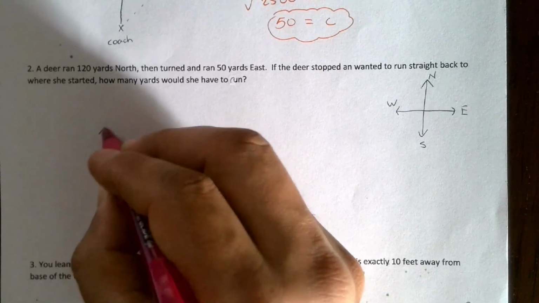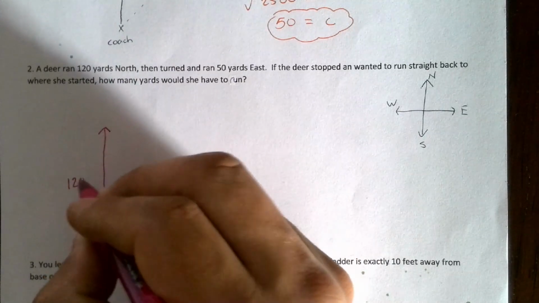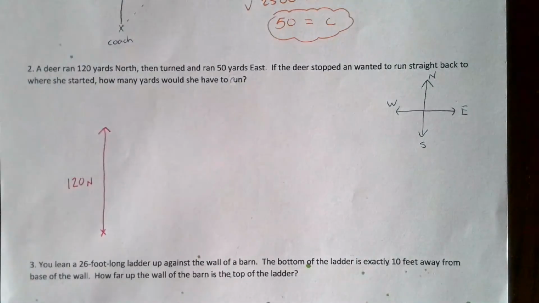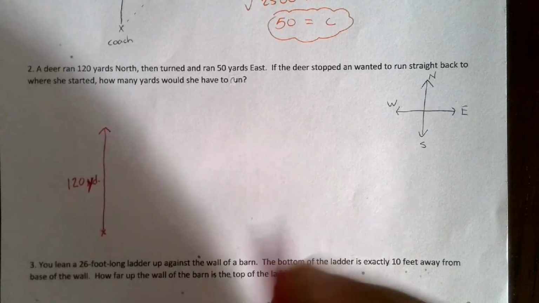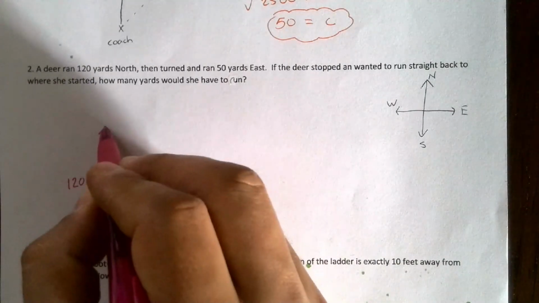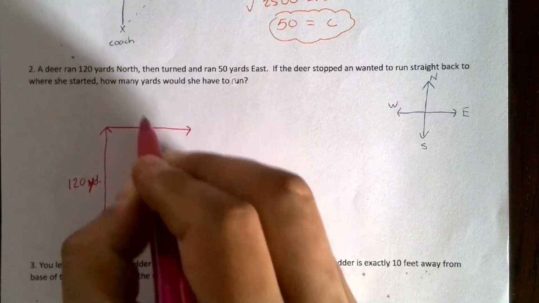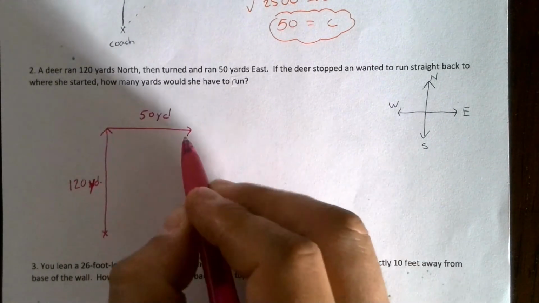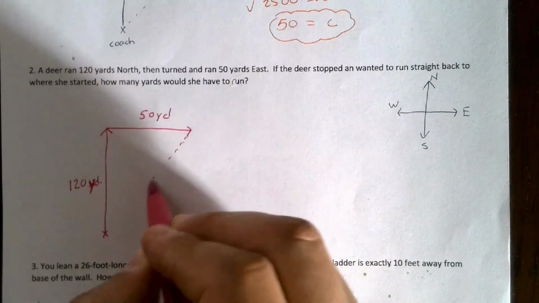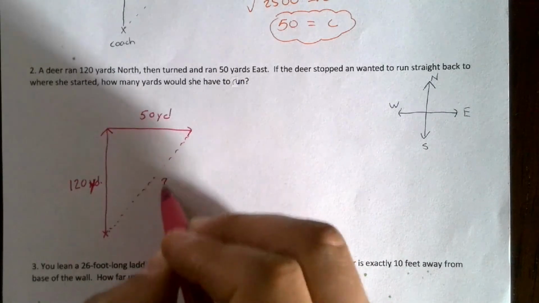and 120 yards north, so it's like a bird's eye view here. I guess I should put yards, not north. 120 yards. Then went 50 yards east. Stopped, and then wanted to run straight back to where she started, right there. How long would that be?